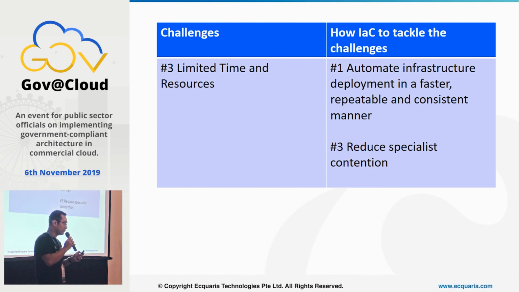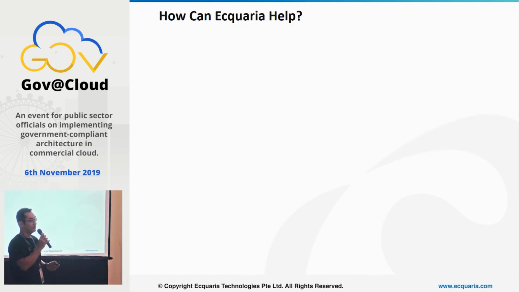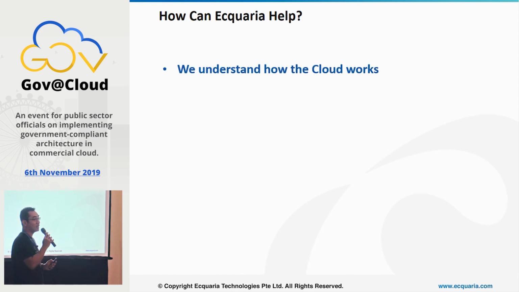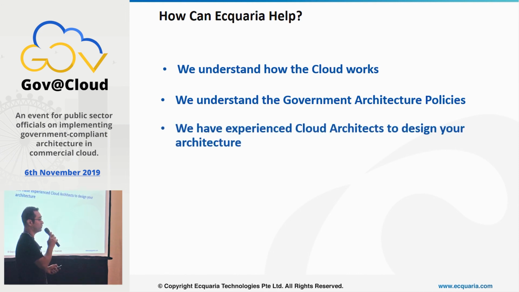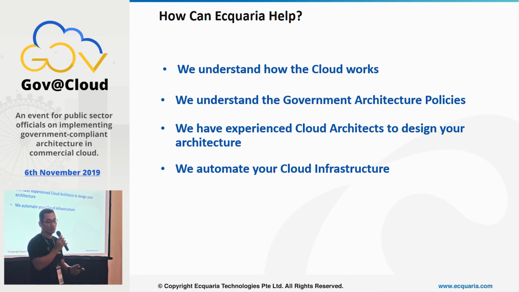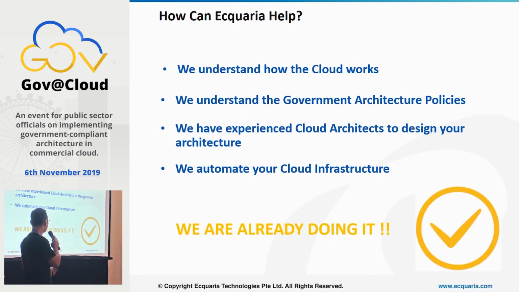Lastly, for the closing of this session, how can the company help? We understand how the cloud works. We understand the government architecture policy. We have experienced cloud engineers here to design your infrastructure, and we automate your infrastructure like what you've seen earlier on, and we're already doing it. In fact, we have already used infrastructure as code to spin up, like what Ken said, one of the projects, and it's already at the UAT stage now. So we are maintaining this UAT environment through Terraform.